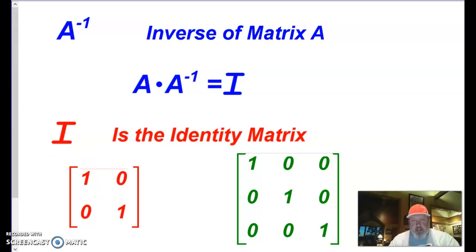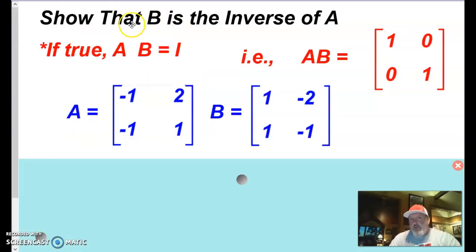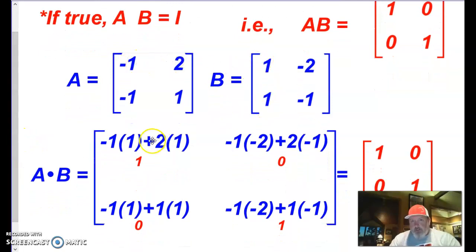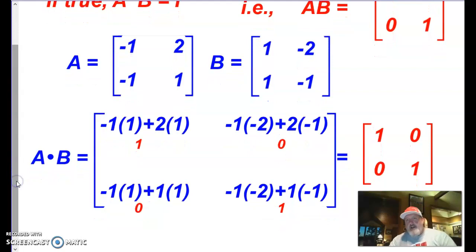So if we look at this next slide here, they want us to prove or show that matrix B is the inverse of A. So if that's the case, when we multiply these two together, we should get 1, 0, 0, 1. And so that's what we're going to do at the bottom here. So again, you know how to multiply row times column. So row 1, column 1 right here. Row 1, column 2 right here. Row 2, column 1. Row 2, column 2. So there's our multiplication, and you can see when we simplify that we do indeed get 1, 0, 0, 1.